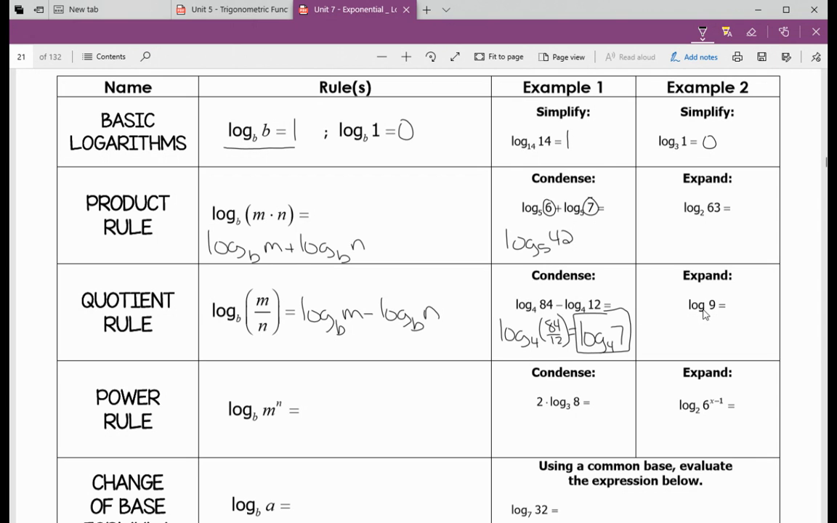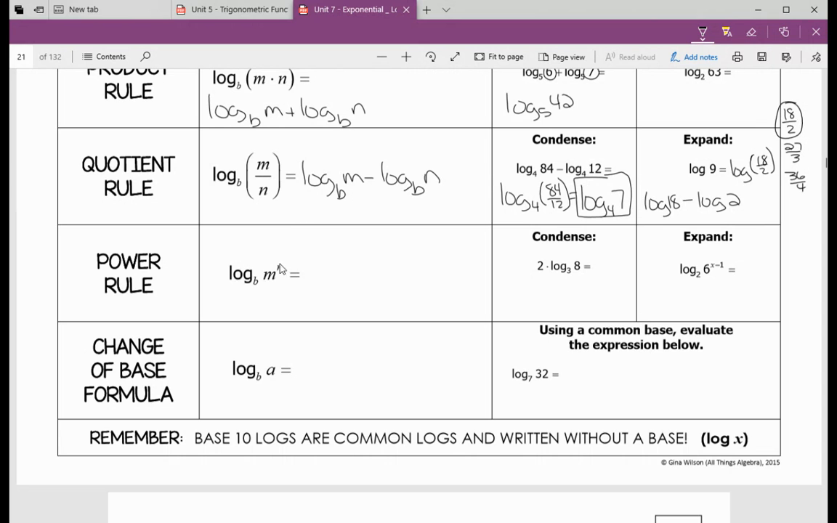Here you have all kinds of things that you can divide to get 9. You can do 18 divided by 2, you can do 27 divided by 3, you can do 36 divided by 4. I'm just going to take the first one, the most obvious one, and I'm going to break that down into log of 18 divided by 2. And what that gives me is log of 18 minus log of 2 when I use my quotient property.